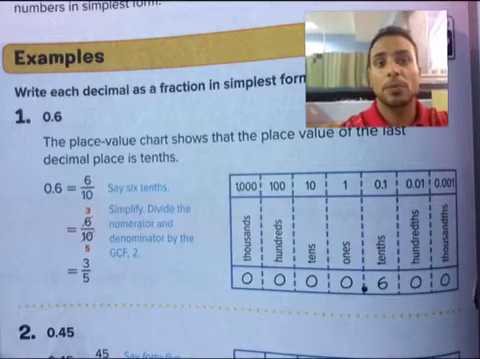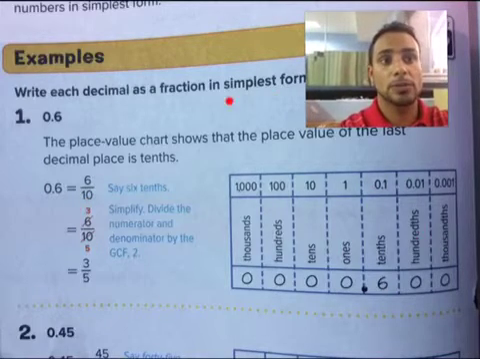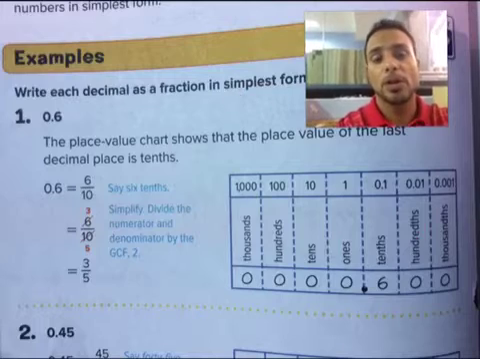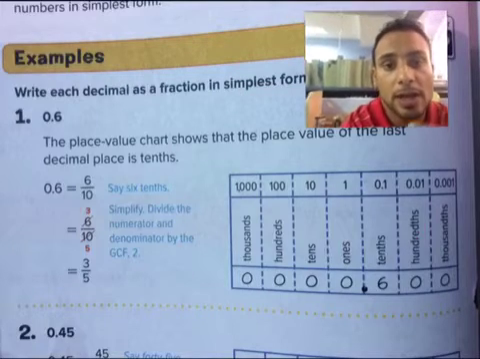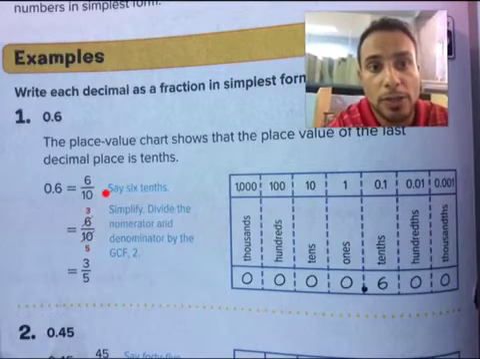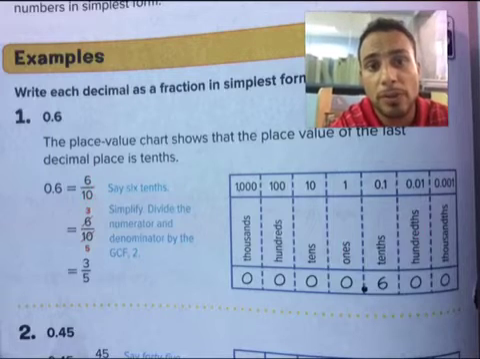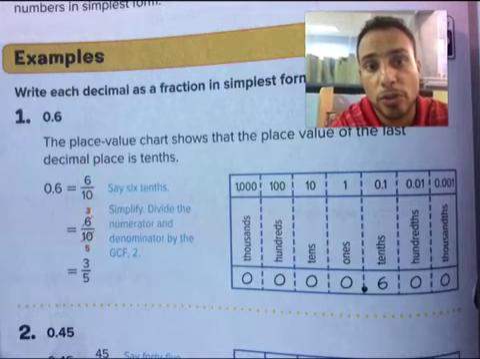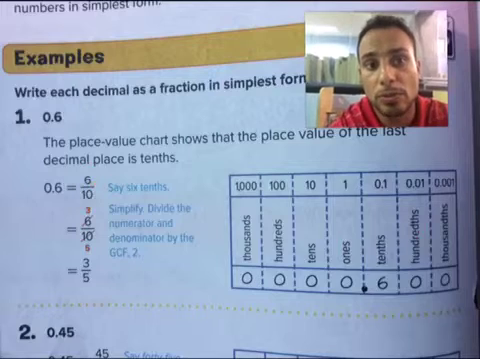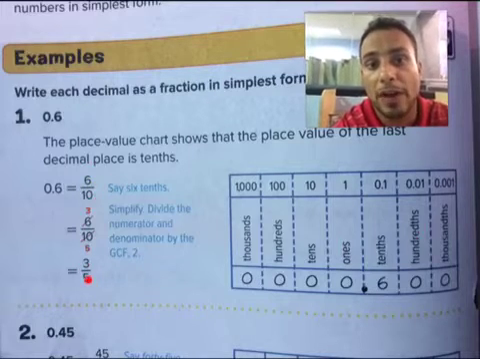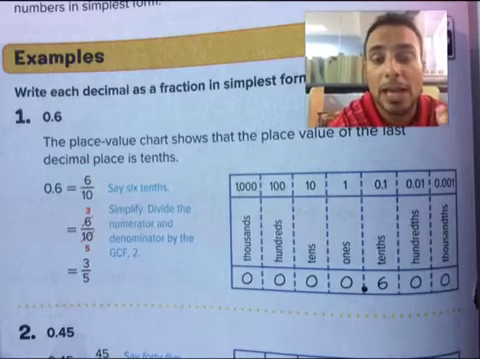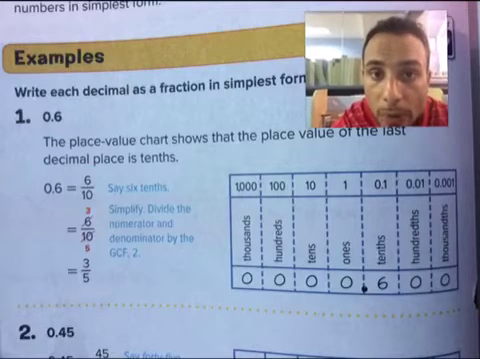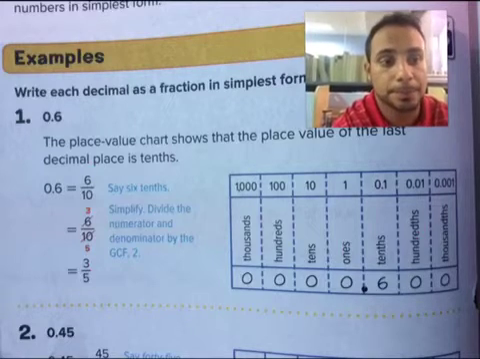But then we simplify it, because that's what they want us to do, they want us to do the simplest form. We have to see if both numbers have a common factor. And they do. Both of these numbers are even, so they both have a common factor of 2. So you divide them both by 2, and you get 3 over 5, and that's how we simplify fractions. And fractions must always be simplified.